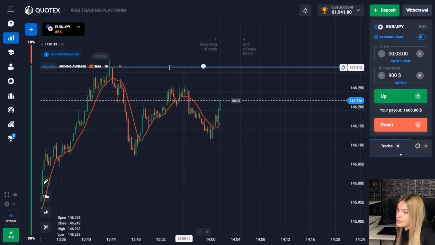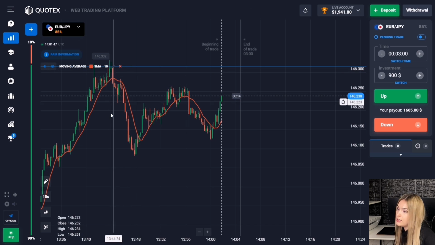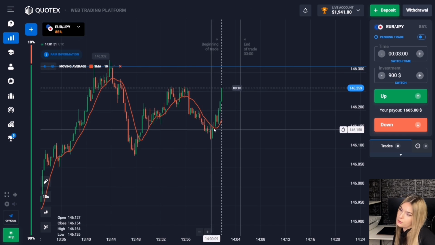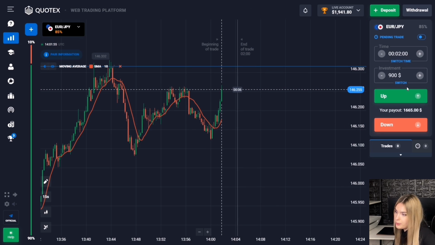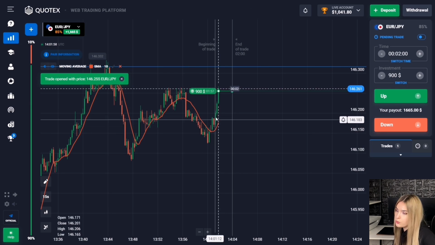Here we have a resistance level. We also see that the price has rolled down from the level and is moving in waves. Also, at the moment the price has turned around and is moving towards the level. Here we'll open a deal for 2 minutes to go up. We also see that at the time of the reversal, the price crossed the moving average, moving up.